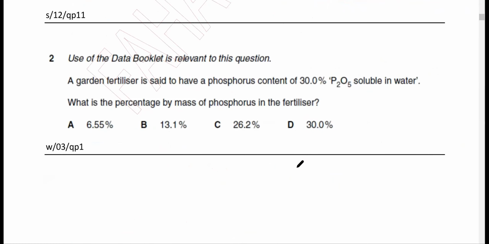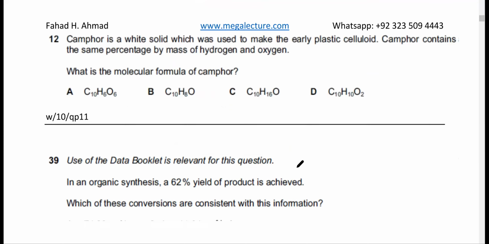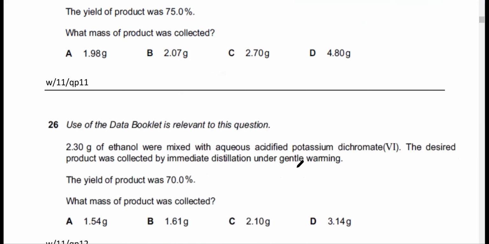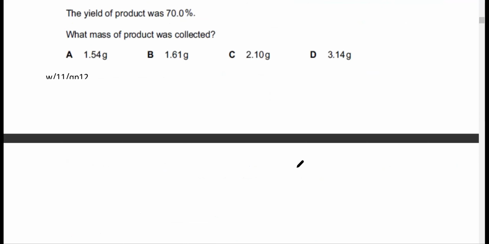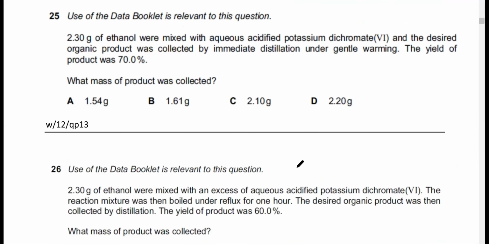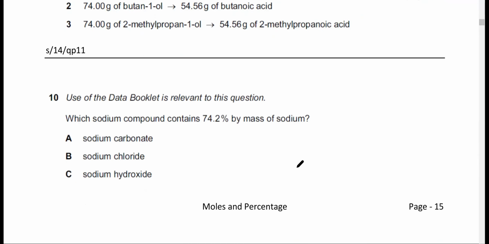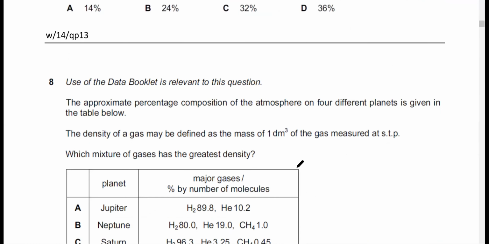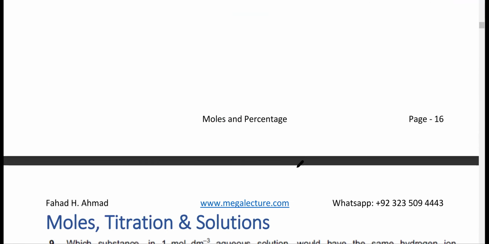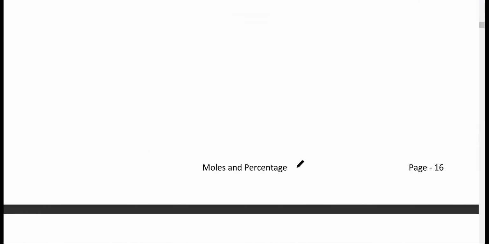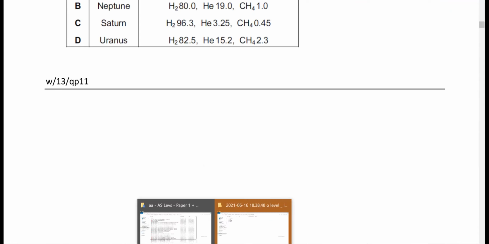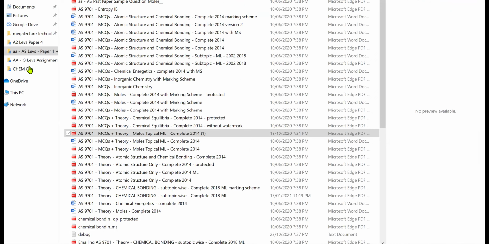So just a few things about this one. I'm going to come to yield later. Just a few things about this one. The thing about empirical formulas, I'm going to have to open a book. Let me quickly open.